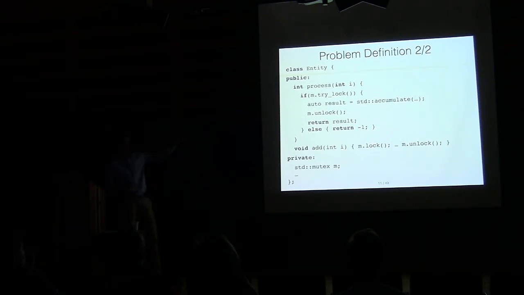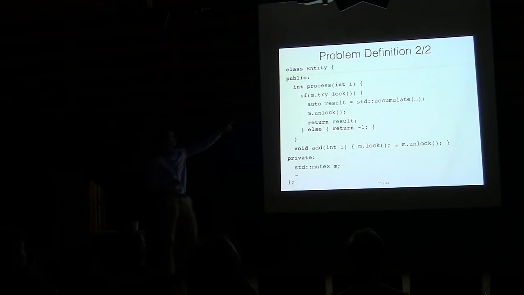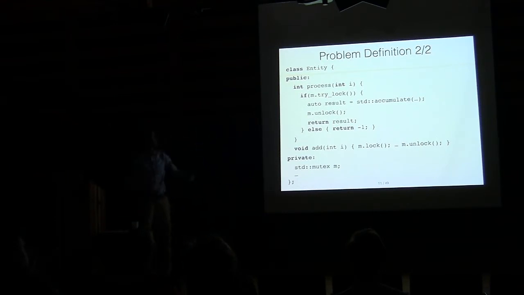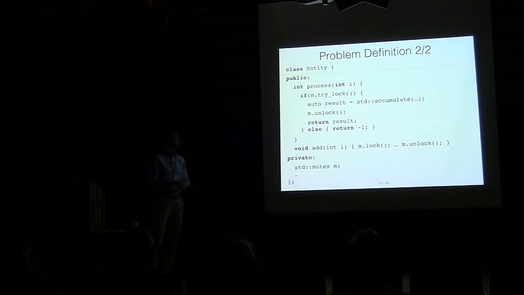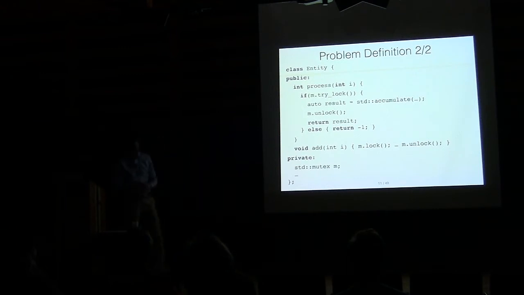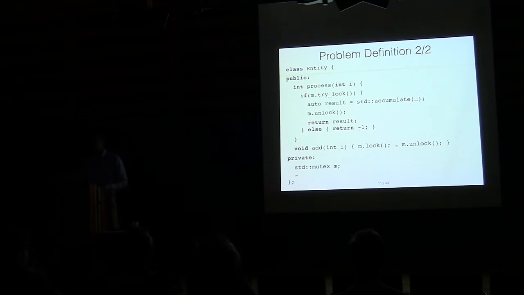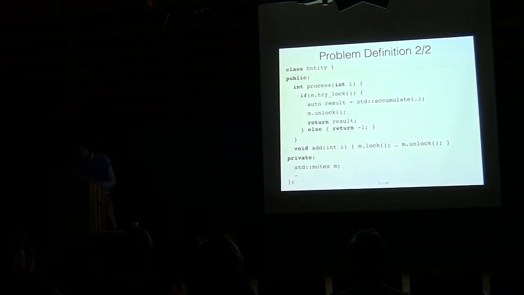So this code is a little bit crippled, because I could be using const, so the member function process could better be a const function. Also, I could be using unsigned instead of the int, and I could be using some sort of resource acquisition, so lock guard instead of the explicit locking and unlocking. But I decided to leave this slide as it is, because it's smaller and it fits on a slide.